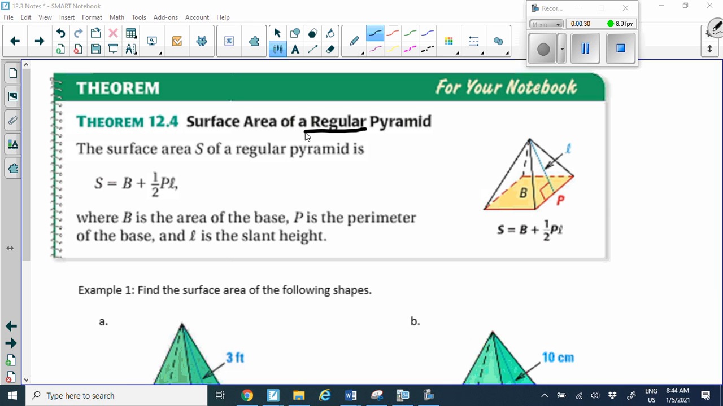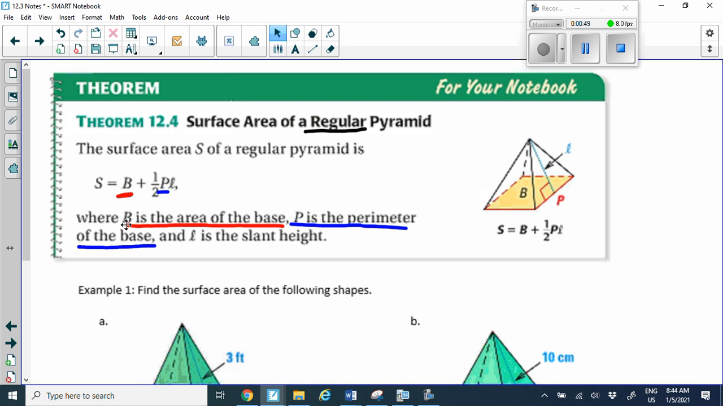We have S equals B. So B is going to represent the area of the base. And then plus 1/2 times P. So P is going to represent the perimeter of the base. Okay. And then we have L. Now this is something new. It's going to be representing the slant height.